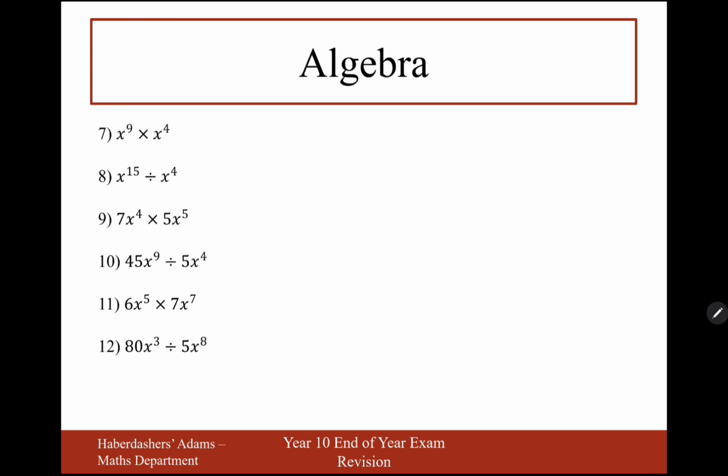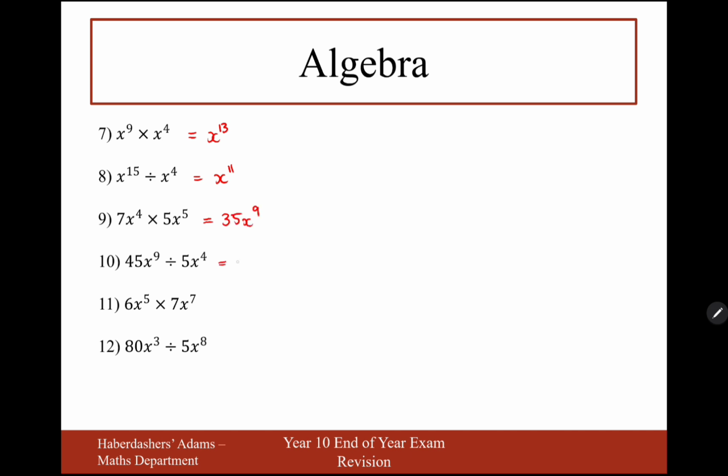Okay, let's have a go at question 7 then. So remember we add the powers, so that's x to the 13. And when we divide, we subtract the powers, so it's x to the 11. Make sure you multiply the numbers at the front, so it becomes 35, x to the 9.